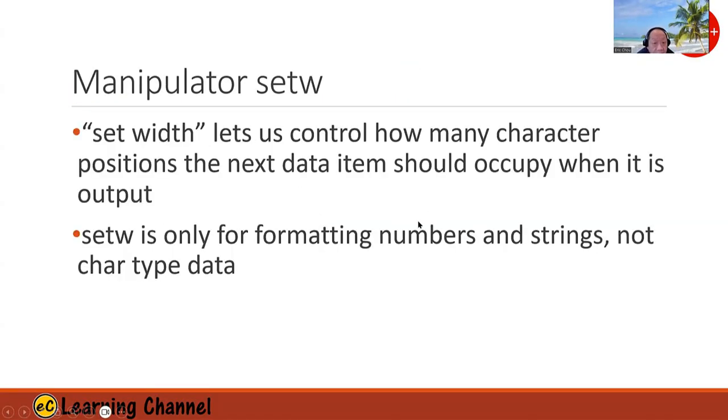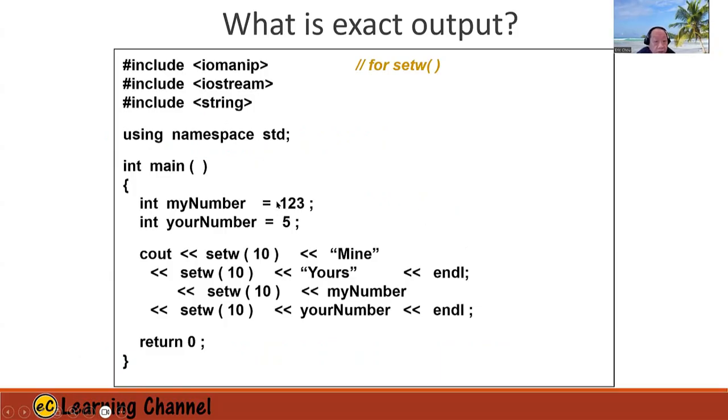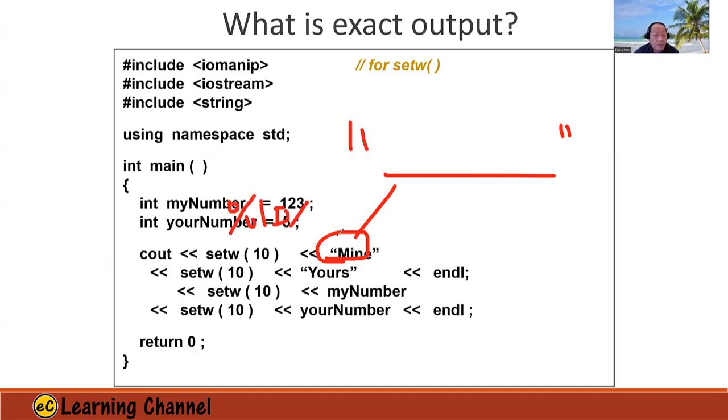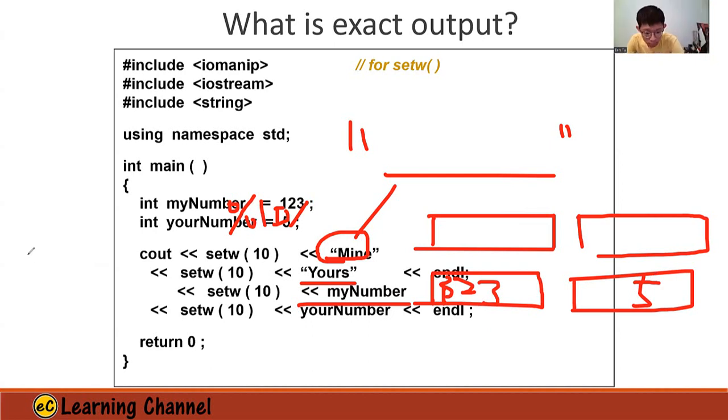setw is the total number of digits you will use. So this one you have 1, 2, 3, and 5, and then you set width 10, so this one will be 10 digits. Mine will be 10 digits. It's just like the percent 10s in printf. Yours is also 10 digits, and the number is 10 digits. Is that okay? Yeah, that's what it is.